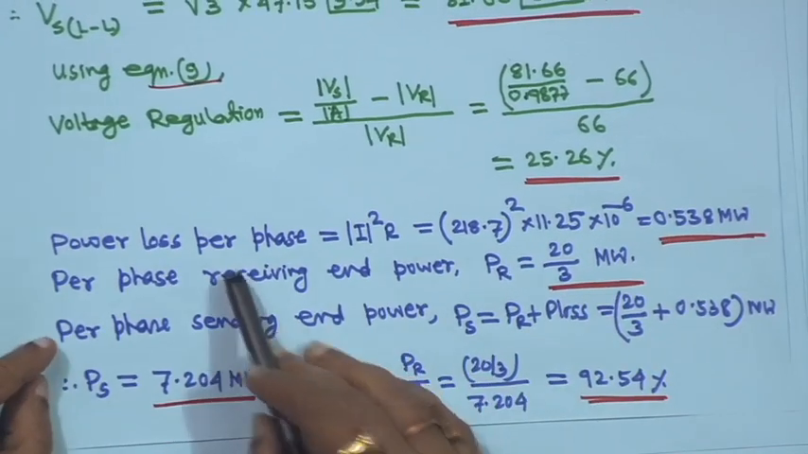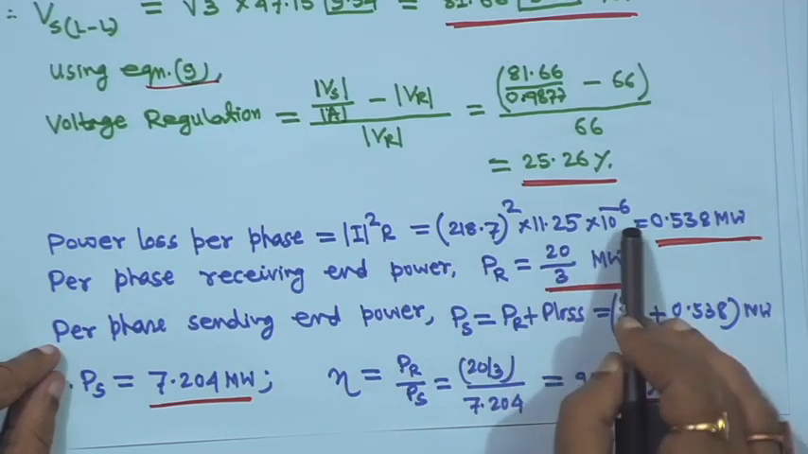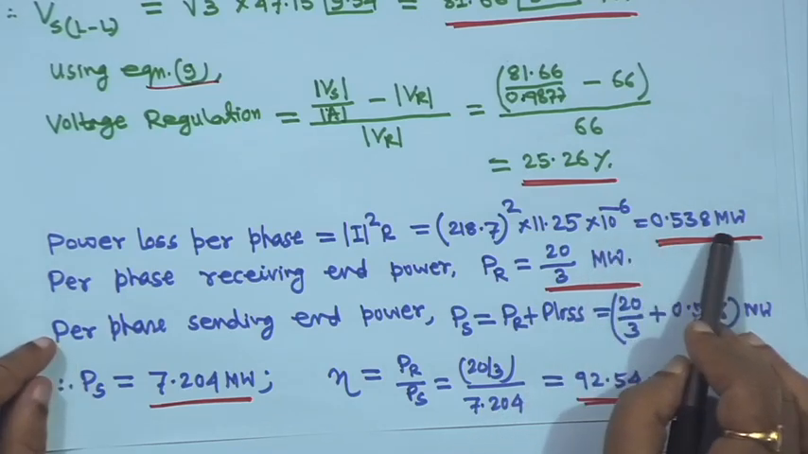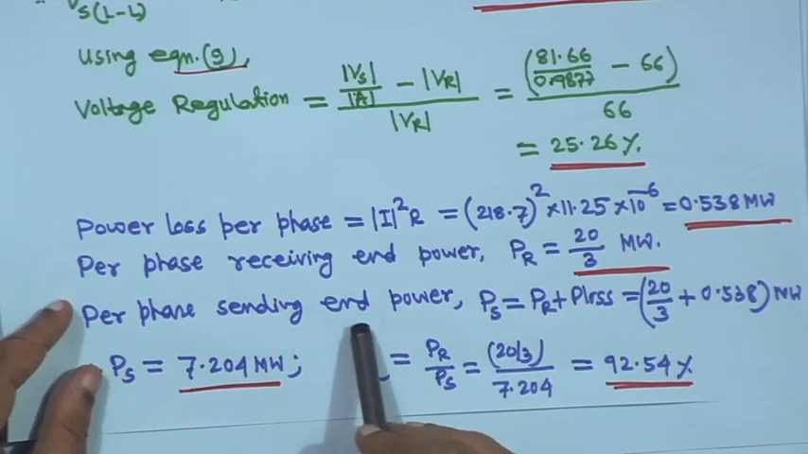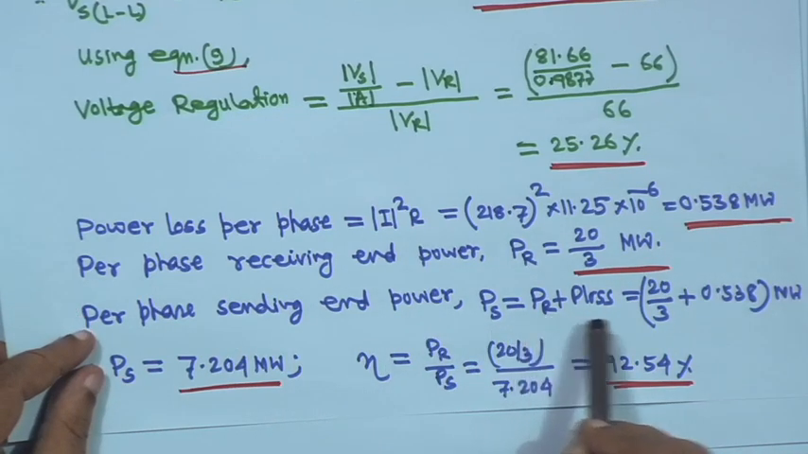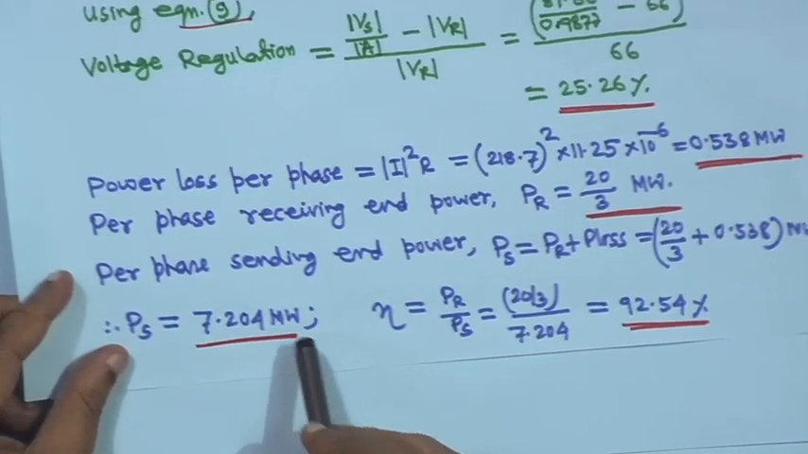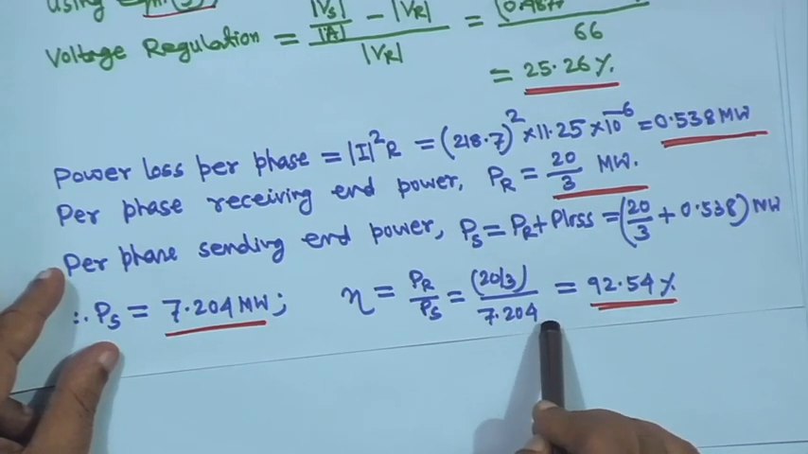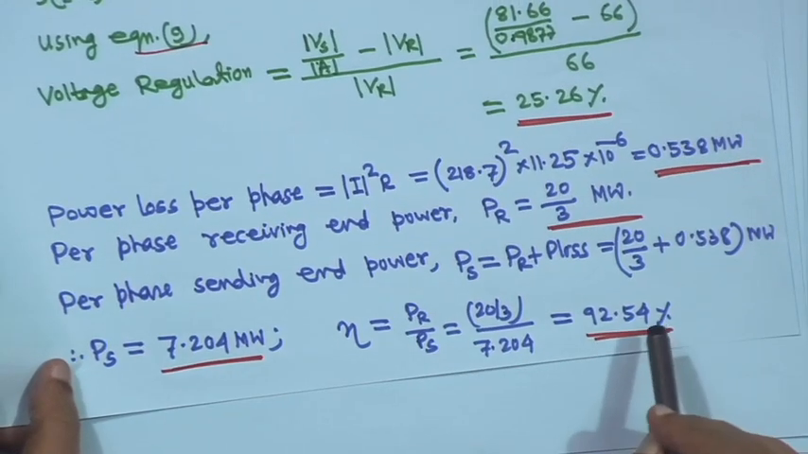Now, power loss per phase is equal to magnitude I square R. Substitute all the values and convert it to megawatt, so multiply by 10 to the power minus 6. So, 0.538 megawatt. Per phase receiving end power is 20 upon 3 megawatt, and per phase sending end power is equal to receiving end power plus loss, 20 by 3 plus 0.538 megawatt. So, PS is 7.204, efficiency is equal to PR upon PS. So, 20 upon 3 divided by 7.204 is equal to 92.54%. This is your efficiency.